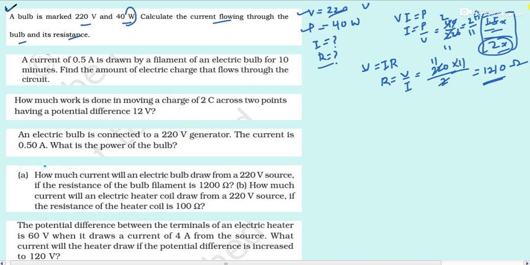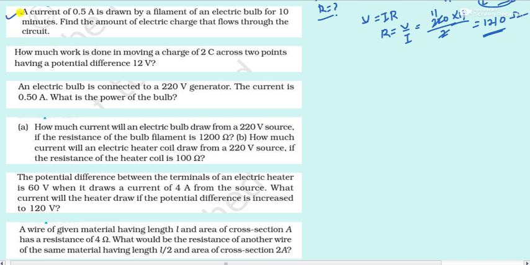Moving to the next question. A current of 0.5 ampere is drawn by a filament of an electric bulb for 10 minutes. Find the amount of electric charge that flows through the circuit. So current I is given, 0.5 ampere, and they have given time in minutes. Whenever they give minutes, try to convert it into seconds by multiplying with 60. 1 minute is 60 seconds. I hope you know that. So 60 tens are 600 seconds.